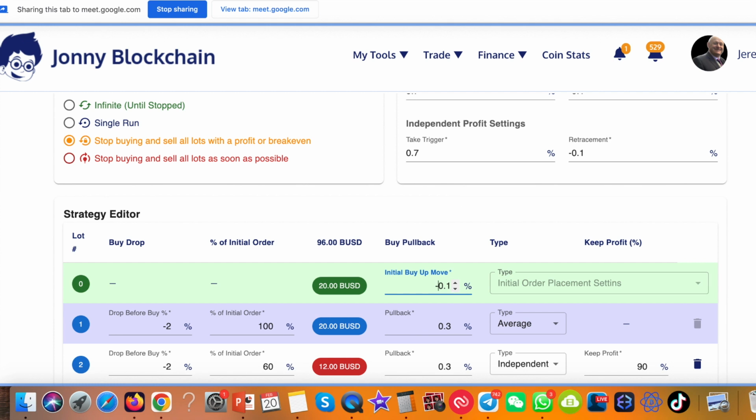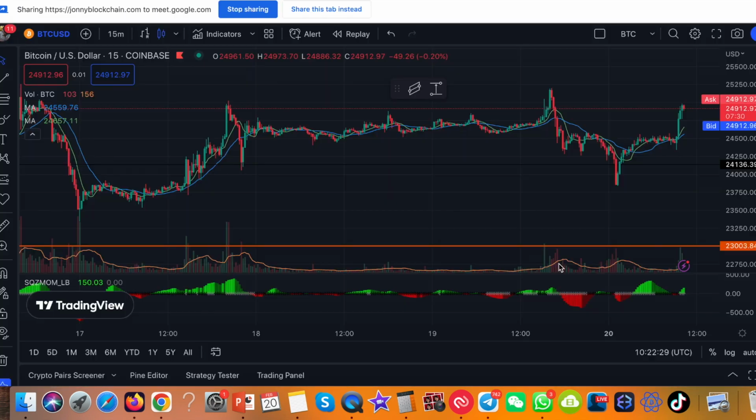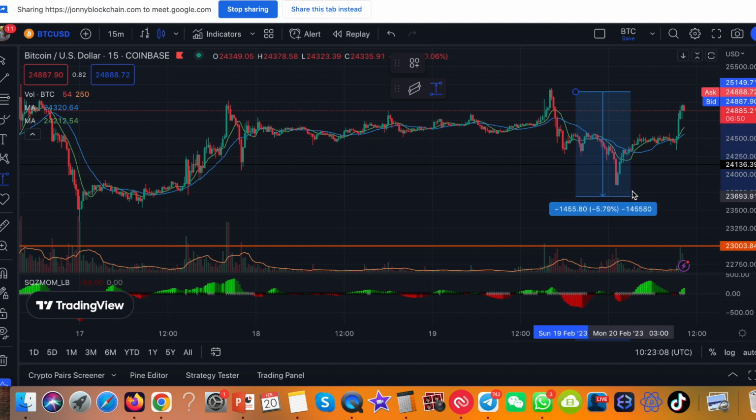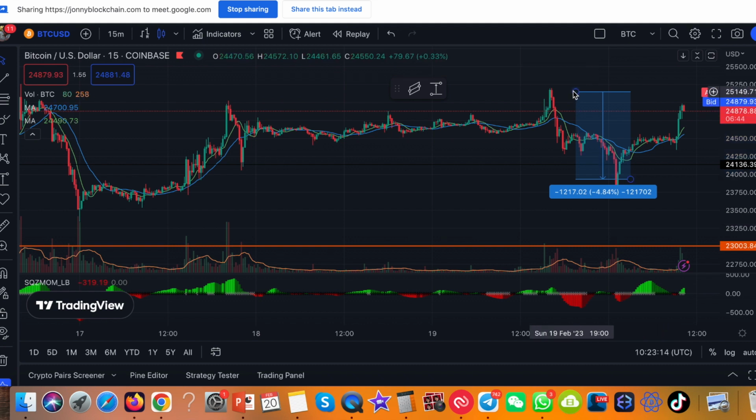That means the bot won't buy until the price goes down by whatever you set it. Say I set that to a price drop of 4.84% from that point, the bot would buy in down here. It wouldn't buy in over here, wouldn't buy in over here, wouldn't buy in over here.